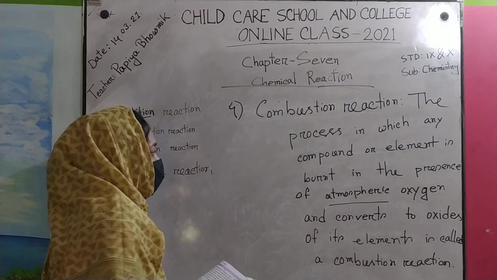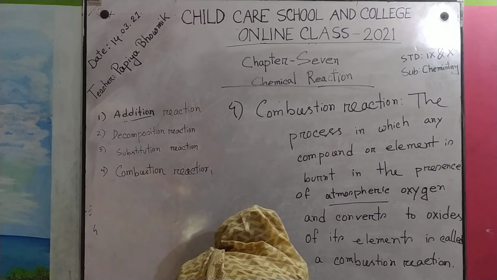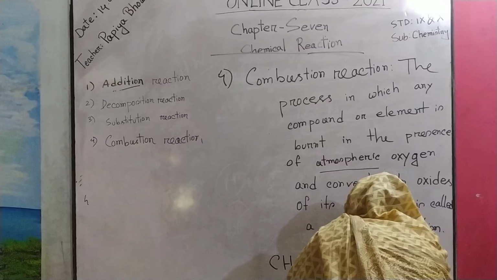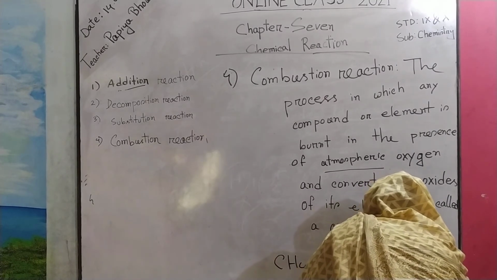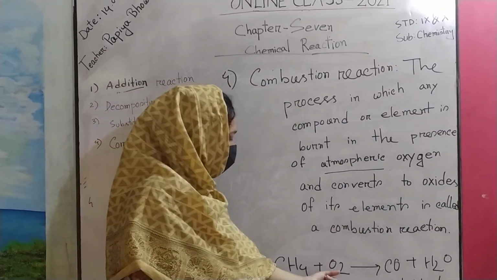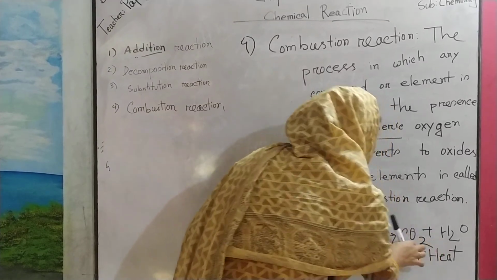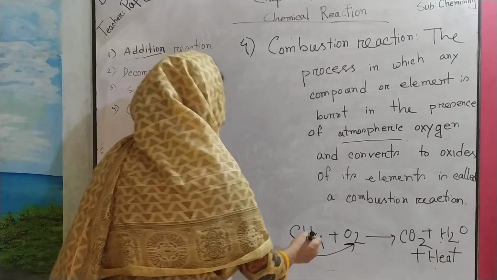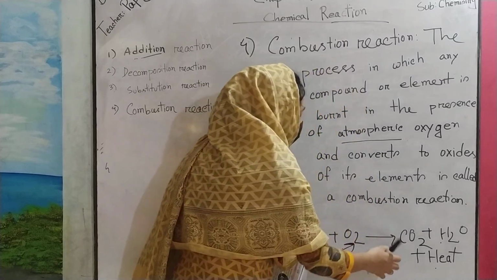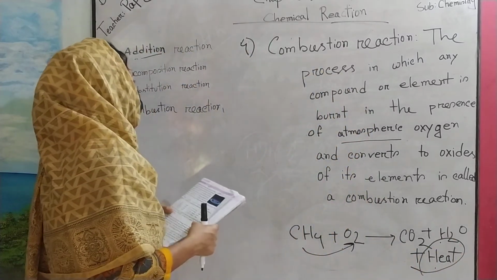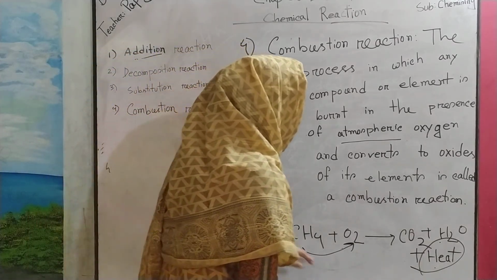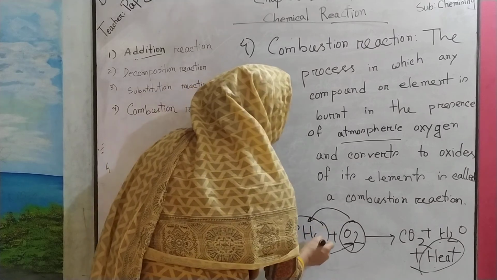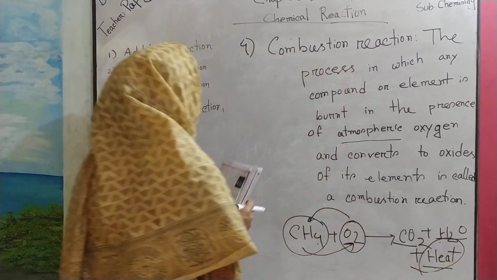For example, methane reacts with oxygen and we get carbon dioxide, water and heat, that is a combustion reaction. When a compound or element reacts with oxygen, we get the products and some heat. So in combustion reactions we also get some heat.